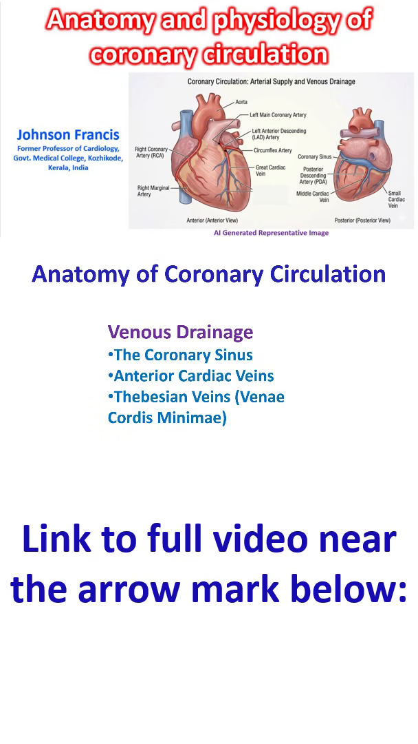Venous drainage. Deoxygenated blood is returned to the right atrium through three main pathways. The coronary sinus, the primary collector of venous blood from the left side of the heart. It sits in the posterior atrioventricular groove and empties directly into the right atrium. Major tributaries include great cardiac vein, middle cardiac vein, and small cardiac vein.